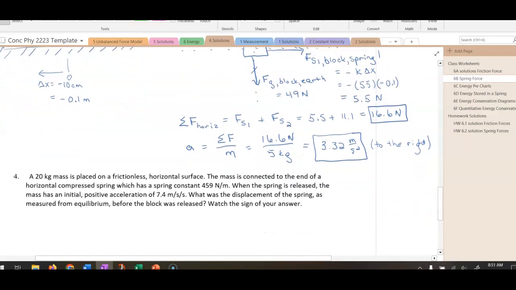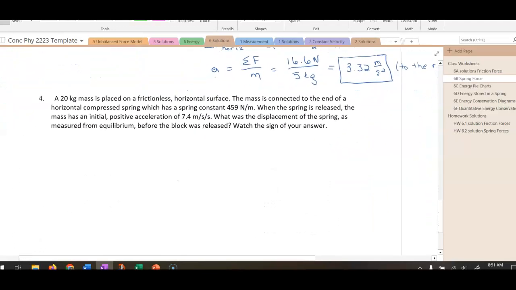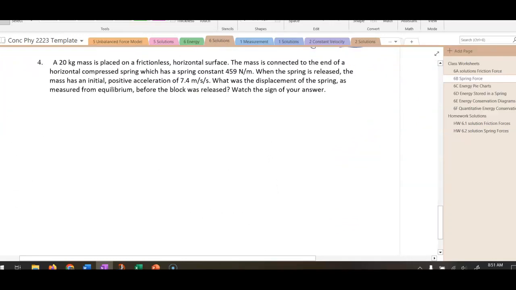Okay, and we have one more problem in the worksheet here. Number 4 talks about a mass on a frictionless horizontal surface. It's connected to a spring, and they're giving me the spring constant. Notice they're not telling me on what side of the block the spring is attached, but what it does tell me is that when the spring is released, it has a positive acceleration. That means that the acceleration is to the right.